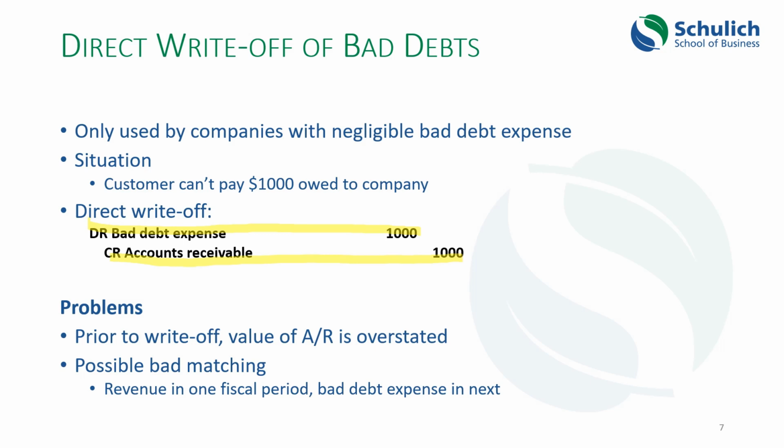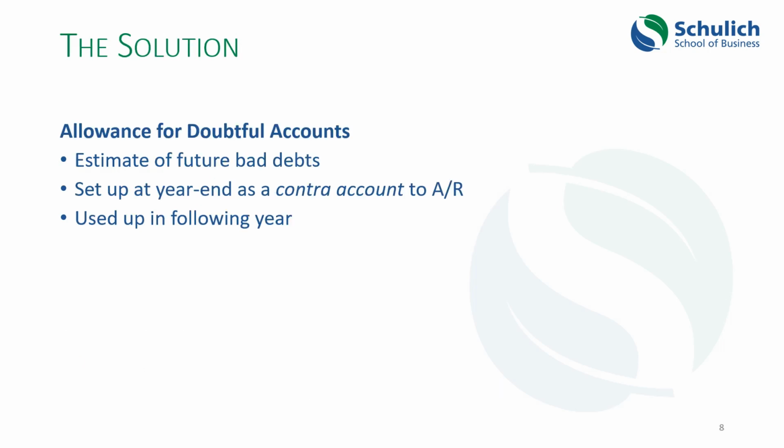So we need to find ways to address both of these problems. The solution to both these problems is to set up an allowance for doubtful accounts.